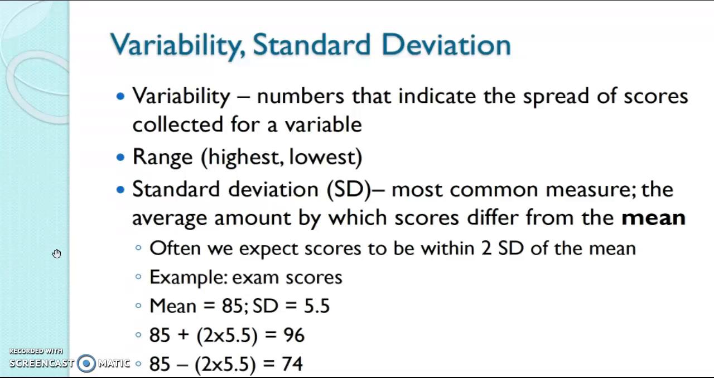Okay. So let's say there's an exam where people have scores from 0 to 100. The mean is 85 and the standard deviation is 5.5.